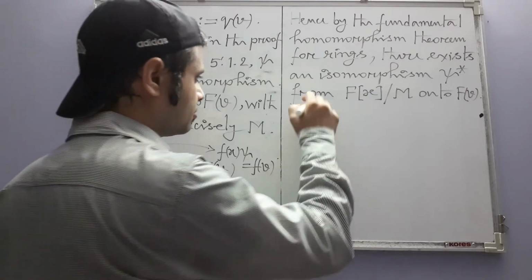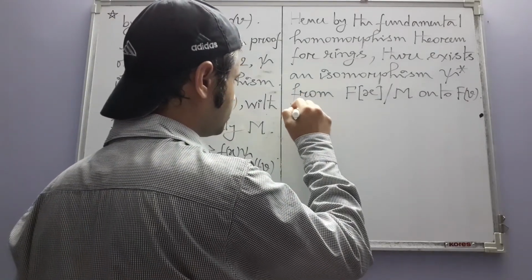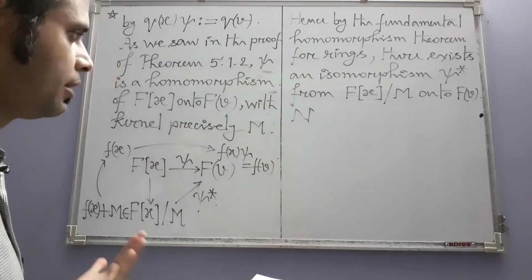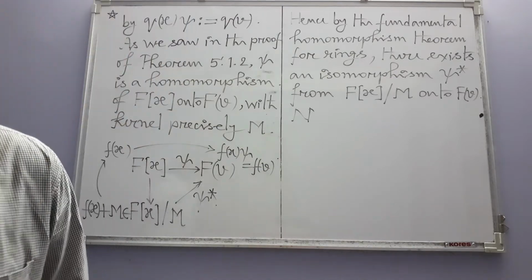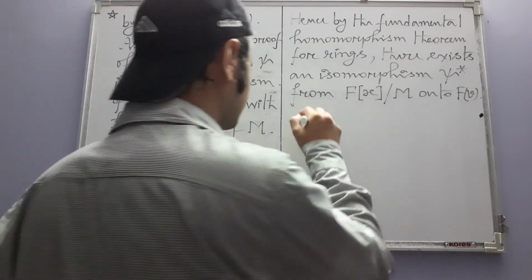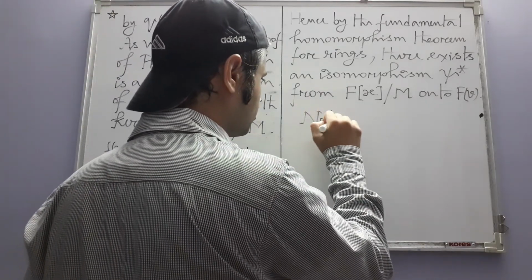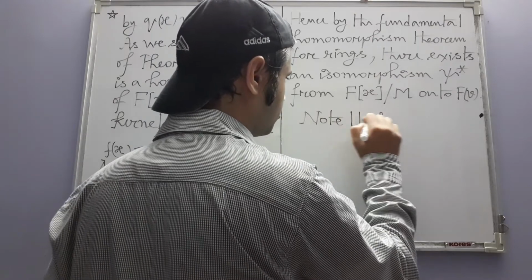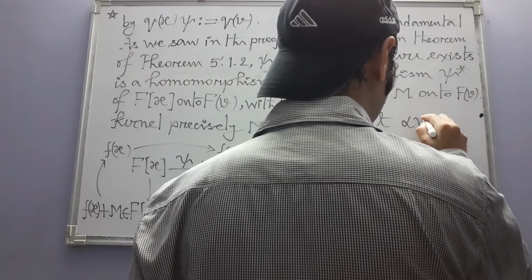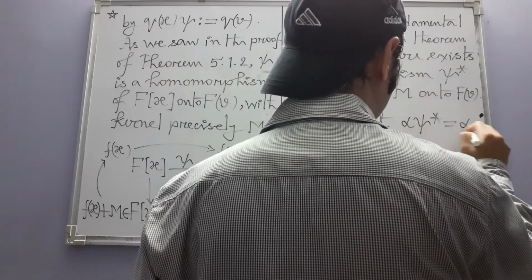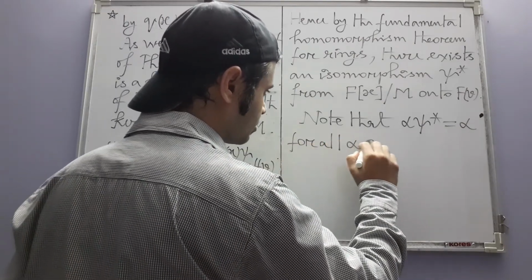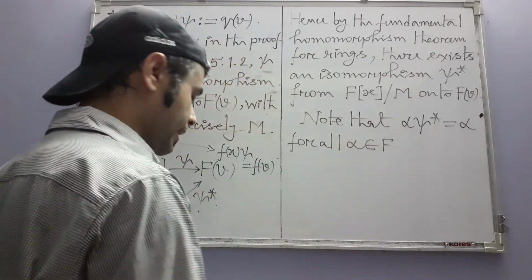So note further. These properties have been written in another paragraph, whatever Herstein says. Note that alpha psi star is equal to alpha for all alpha belonging to F.